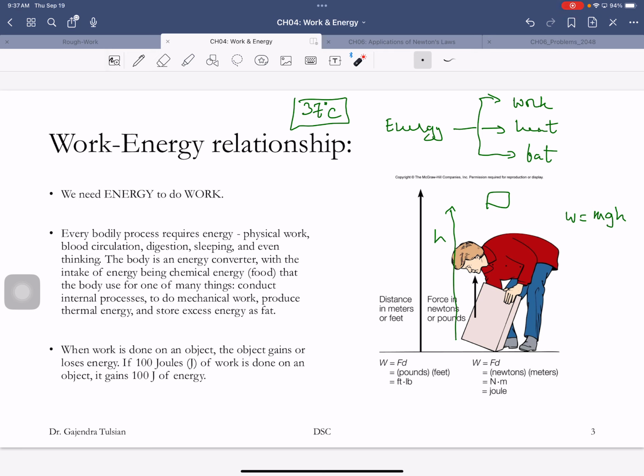Chemical energy. And in transferring from here to there, I also transformed it from chemical energy to mechanical energy. Okay. All right, so energy cannot be created or destroyed. It can be transferred from one object to another. It can be transformed from one type to another. Okay.